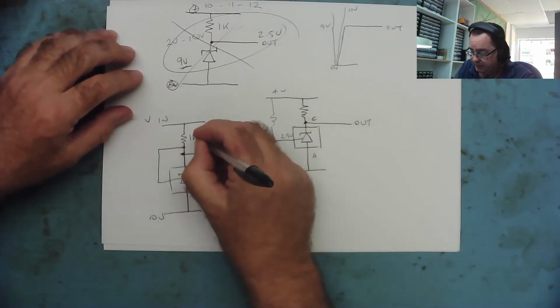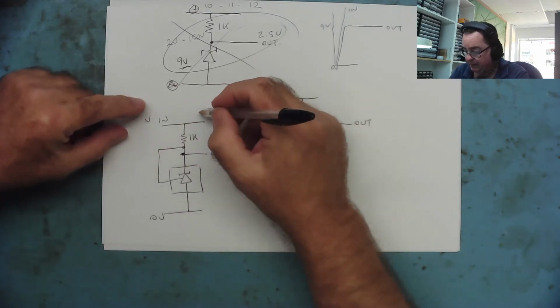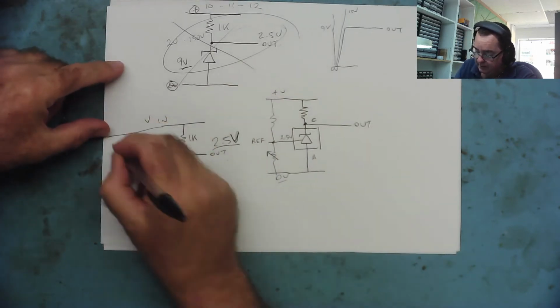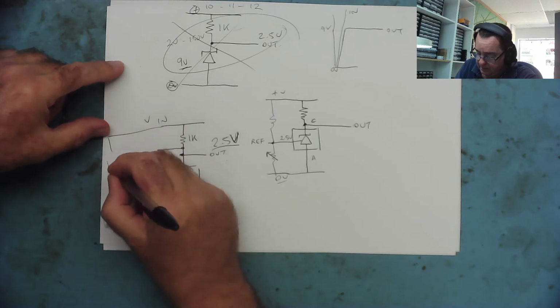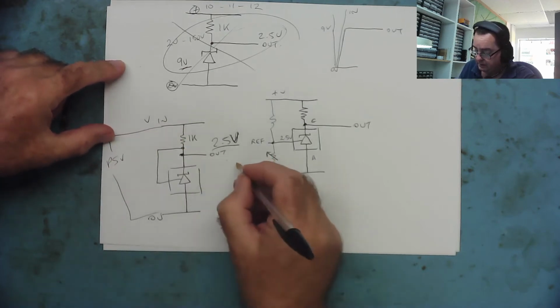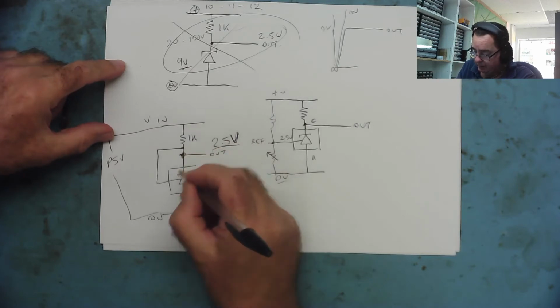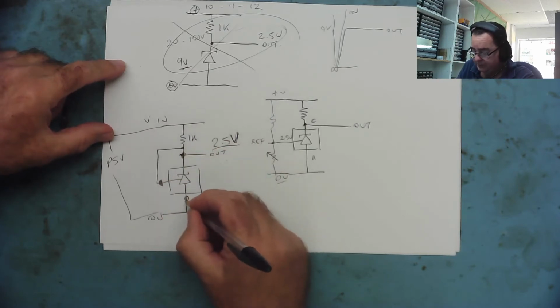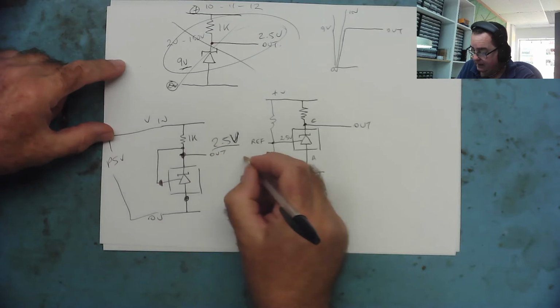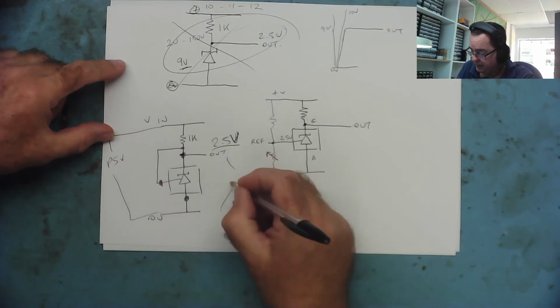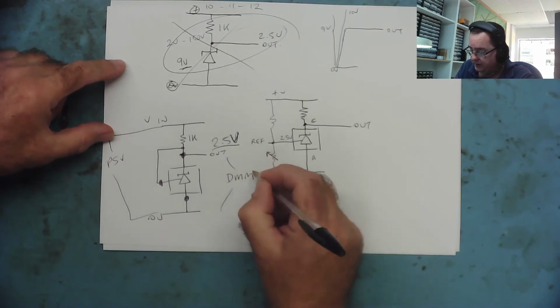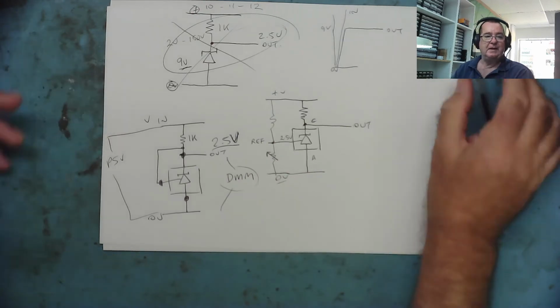So we can make a very simple tester here. We can connect our power supply to here, PSU. We can use a 1K resistor. This is where we connect our device we want to test, 3 pins. And out, we can put here our digital multimeter. And that is a tester.